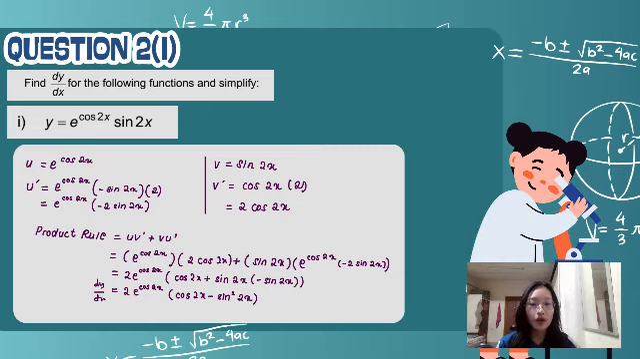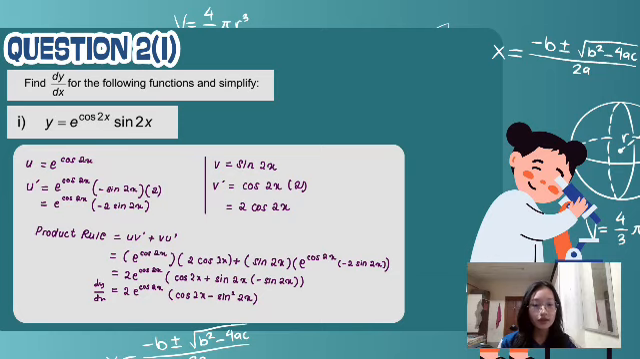For the u prime, we have to differentiate e to the power of cos 2x. To differentiate exponents, first, we write the function which is e to the power of cos 2x. Then, differentiate the power, which is cos 2x, to be multiplied with the function. According to the differentiation formula, cos x will result to negative sin x. So, cos 2x after differentiating will be negative sin 2x.